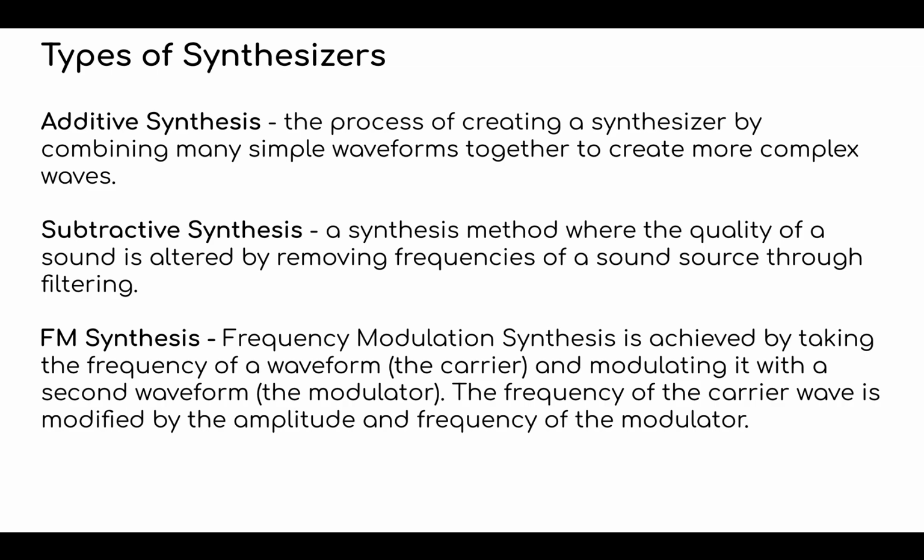Okay? FM synthesis then is called frequency modulation synthesis, and don't worry about this too much because it's confusing, but it is achieved by taking the frequency of a waveform, which is called the carrier, and modulating it with a second waveform, the modulator. The frequency of the carrier wave is modified by the amplitude and frequency of the modulator. So just think about taking two waveforms together in a way, multiplying them together, and then coming up with something more complex. And that's what FM does.